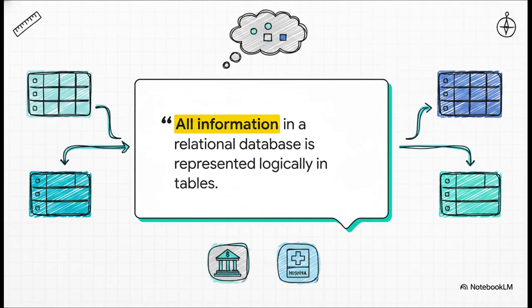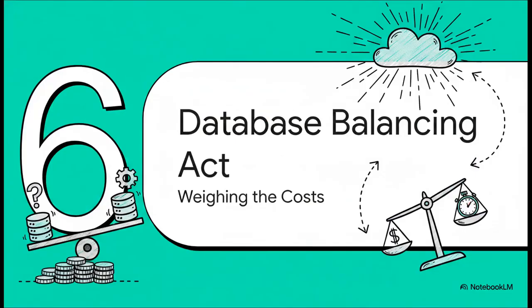This discipline is definitely no accident. Edgar Codd baked this logical rigor right into his foundational 12 rules. Starting with Rule 1, all information in a relational database is represented logically in tables. Fun fact for you, IBM actually ignored Codd's paper at first because their older hierarchical databases were just making them way too much money. But ultimately, this mathematical elegance won out, making these the very systems trusted by banks and hospitals worldwide today.